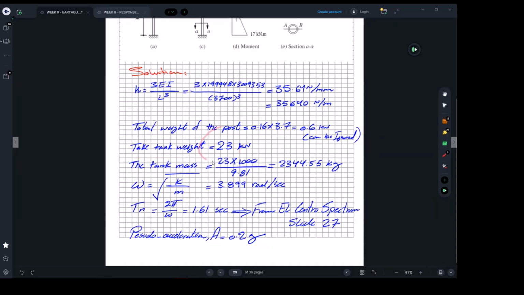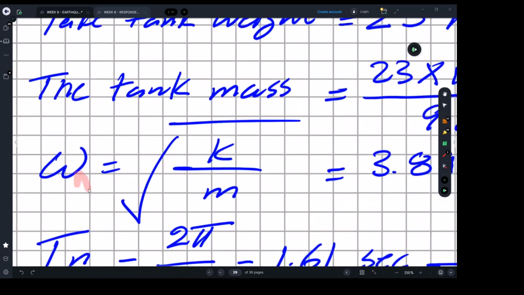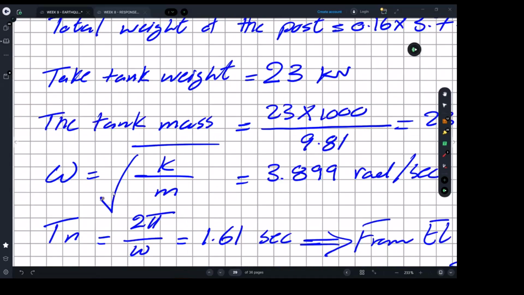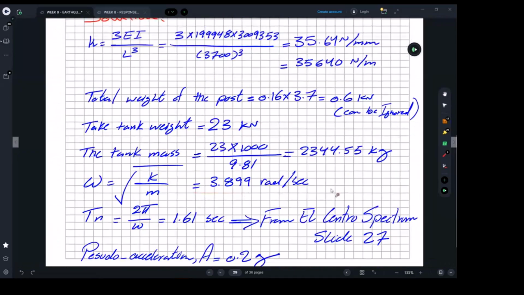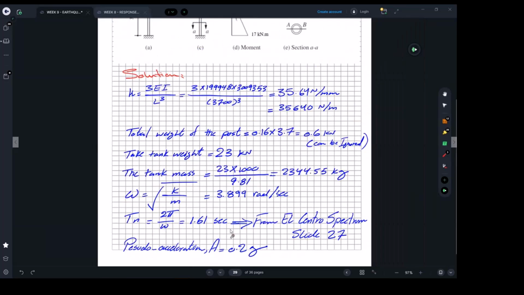The weight of the tank is 23 kilonewtons. For the tank, we're just going to convert the mass into kilograms. That's how we can use the units in the formulas. So we've got this many kilograms. Then the frequency, maybe you can add an n here to call it the natural frequency, will be 3.8 radians per second. And you all know how to work out the time period, which is 1.61 seconds.